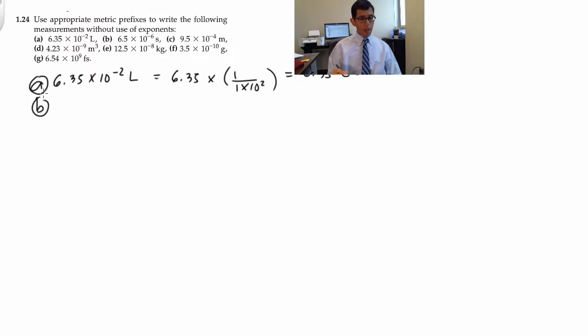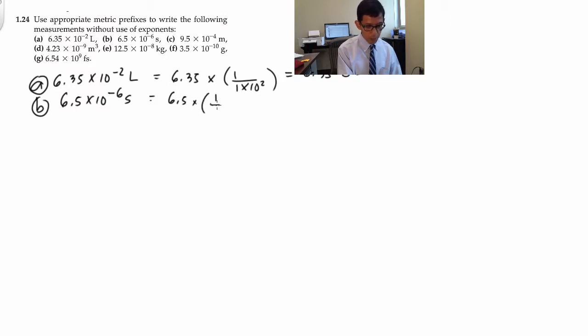B, 6.5 times 10 to the negative 6 seconds. And that is like saying 6.5 times 1 over 1 times 10 to the 6th. And this is seconds. But what is 1/1 millionth? 1/1 millionth is micro, isn't it? So that would be 6.5 microseconds.